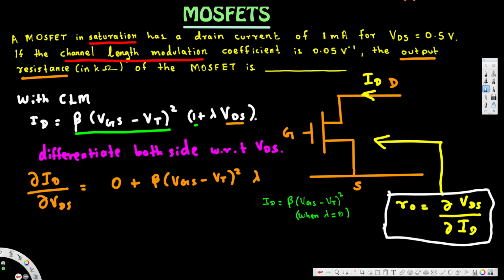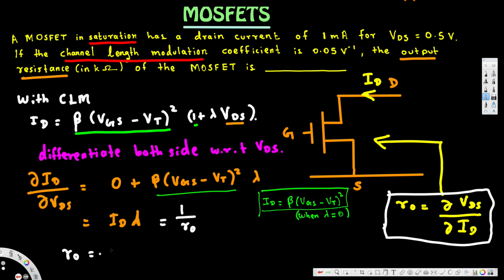So this one is going to be useful because we can replace this whole term here with ID, right? Because if you look at this one, ID is equal to beta times (VGS minus VT) whole square when lambda is equal to 0. So we can rewrite this equation here as ID times lambda. Now ID times lambda, this is partial derivative of ID with respect to VDS. But here, output resistance is equal to partial derivative of VDS with respect to ID. Here we have ID with respect to VDS. So if you flip around, that's going to be the RO. So this is equal to 1 over RO.